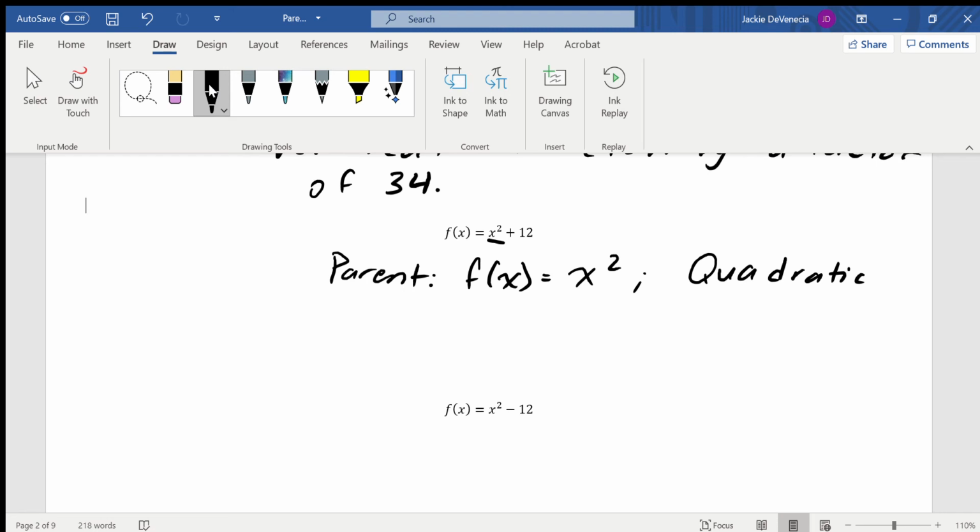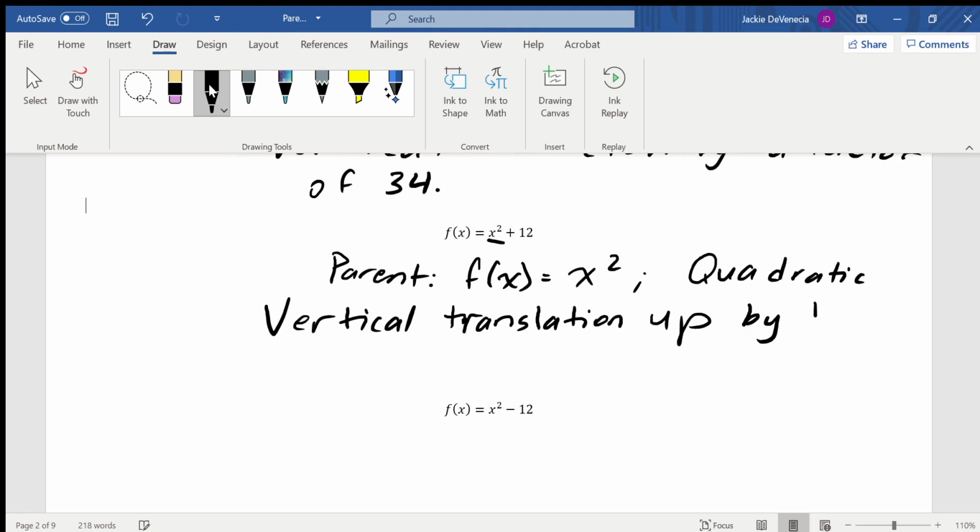And since I'm adding, right, if you're adding or subtracting, that means you have a translation. So since I'm adding the 12, it's outside of x squared. So this must be a vertical translation, meaning it's going up or down. It's going up, because it's plus, by 12 units.